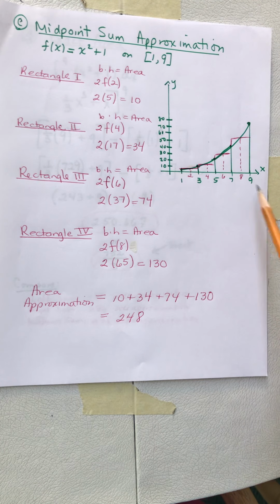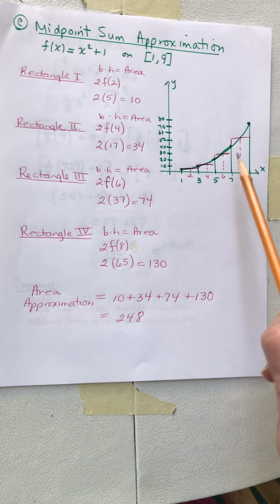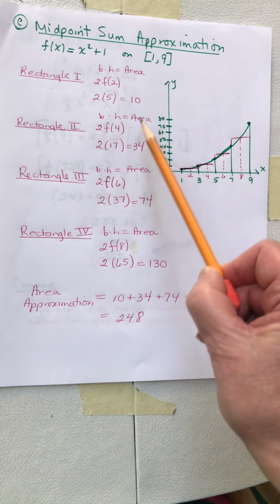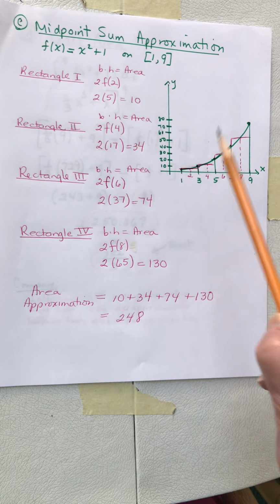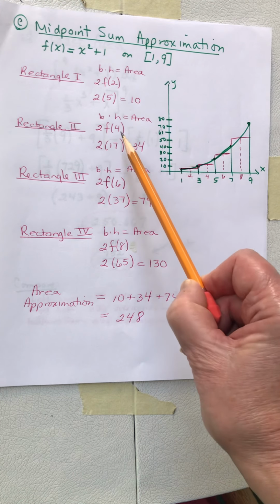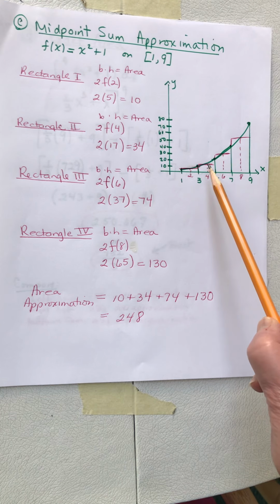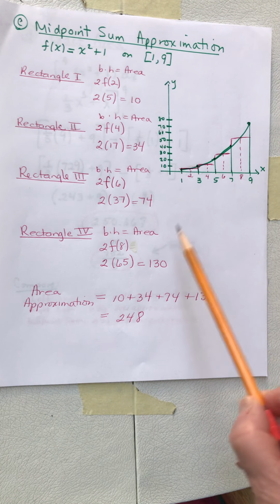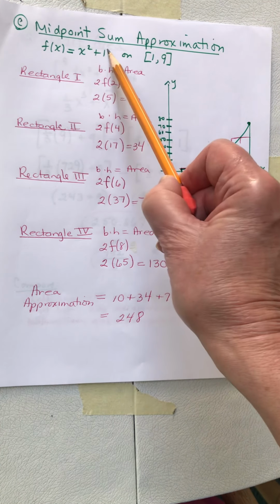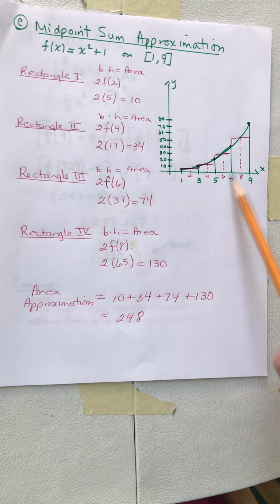What I have to do with those midpoints is plug them into the function to get the y value, which dictates the height of each of these rectangles. So I take 2, plug it into the function, I get 5. So for my first rectangle, base times height is 2 times 5, or 10. Second one, 2 times f of 4. F of 4, plugging into the function, is 17. 2 times 17 is 34. So the area of the second rectangle is 34. Third one is going to be 2 times f of 6. F of 6 is 37. That gives us 74. 2 times 37, 74 for the third one.